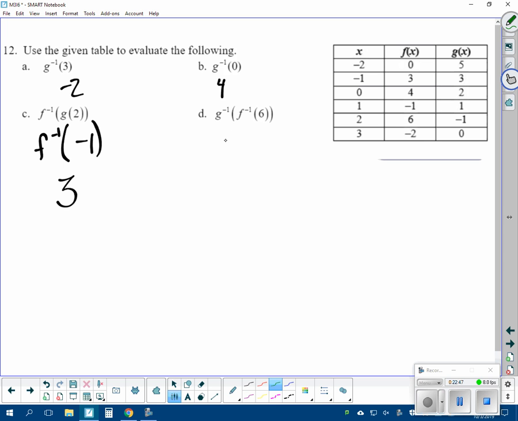Okay, how about this one? So first of all, you'd be looking for f inverse of 6. Well, f inverse is the same as g. So what's g of 6? What? It's not there. So what would we say? It doesn't exist here. Okay.